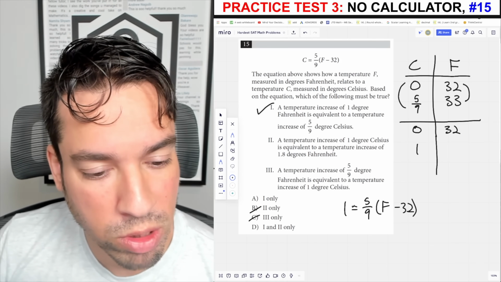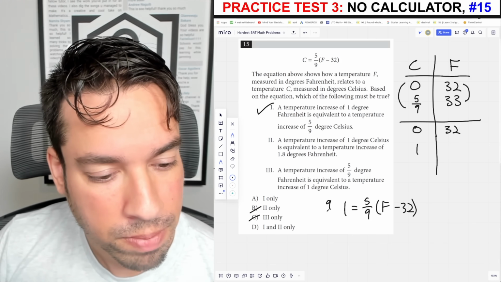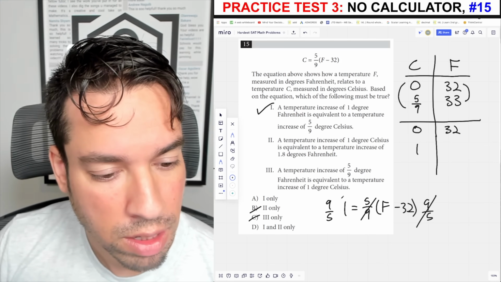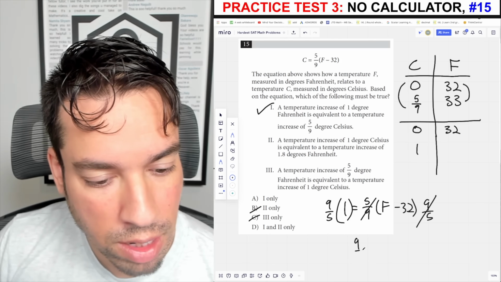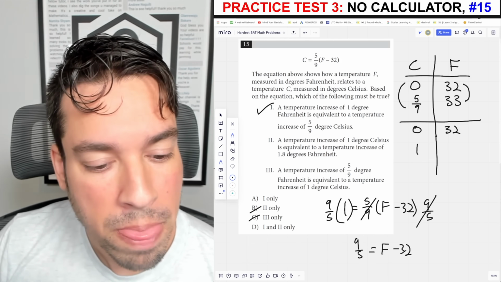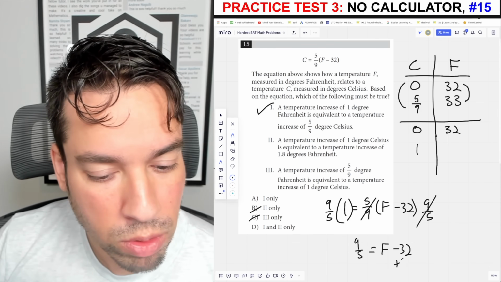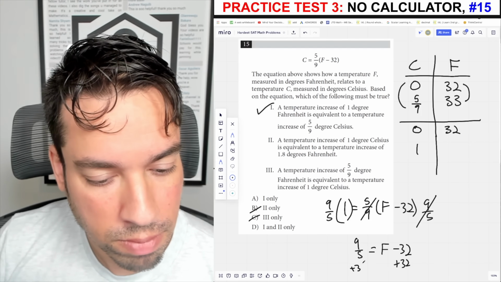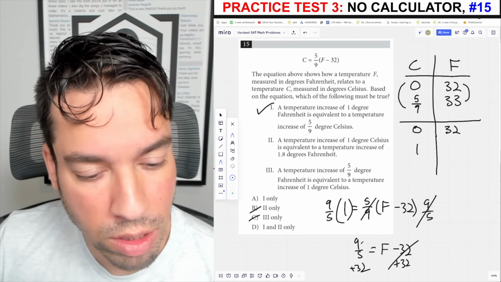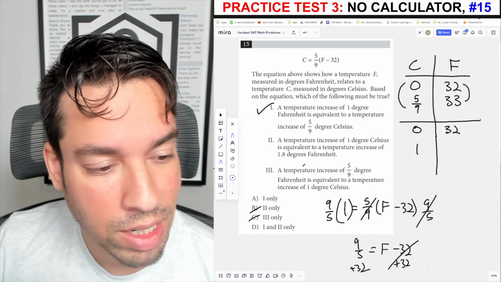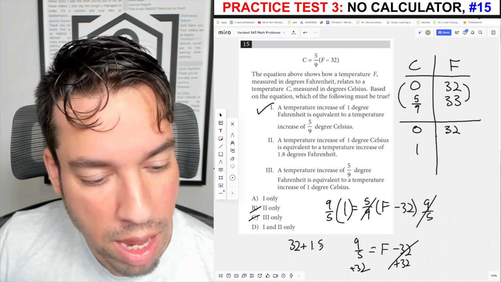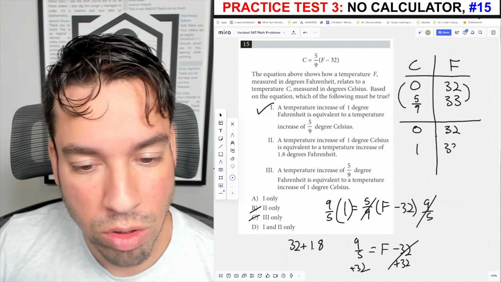Let's isolate, multiply both sides by 9/5. That cancels these. And then 9/5 times 1 is 9/5 equals Fahrenheit minus 32. I'm going to add 32 to both sides. And again, they gave me that decimal. Well, why don't we turn 9/5 into a decimal? Guess what? 9/5 is actually 1.8. So this becomes 32 plus 1.8, which is 33.8.